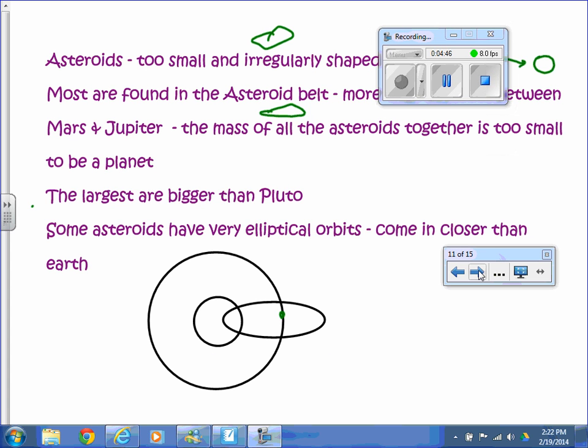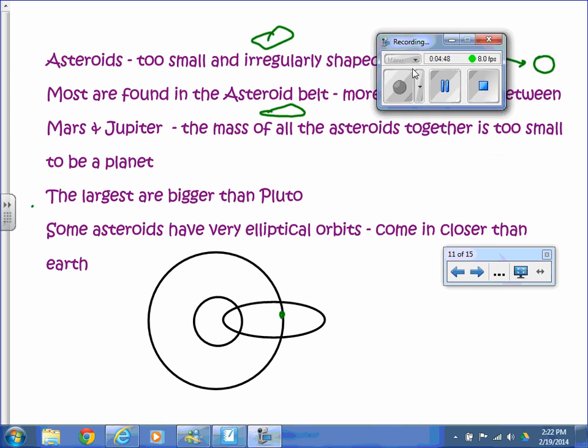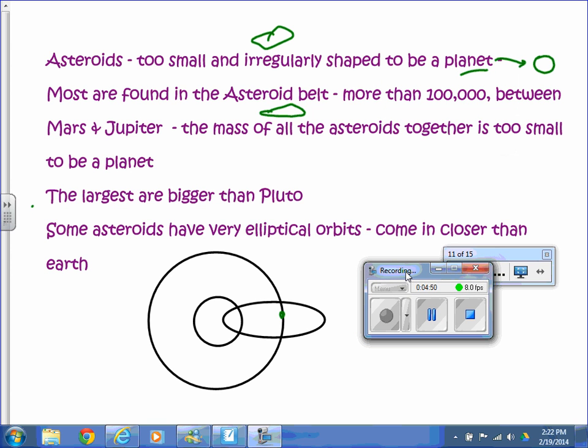Let's see. And asteroids are too small and irregularly shaped to be planets. They are lumpy, they are small. Most of them are found in the asteroid belt, more than 100,000 of them between Mars and Jupiter. The mass of all the asteroids together is still too small to be a planet. Why is the asteroid belt there? Well, we don't know. Could be a planet that never formed or was destroyed or whatever.